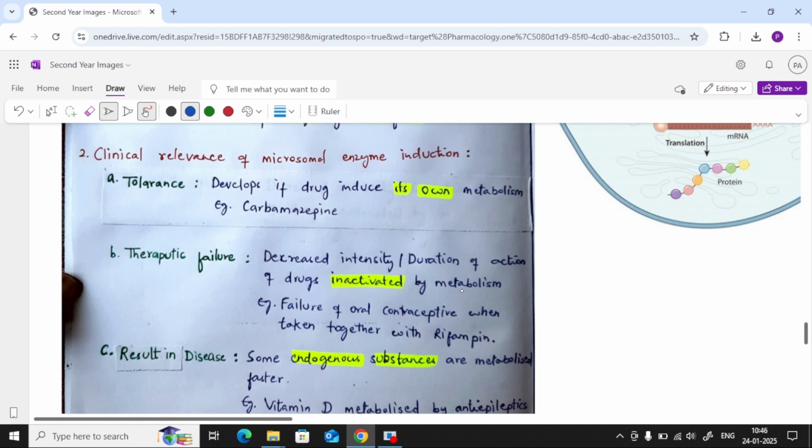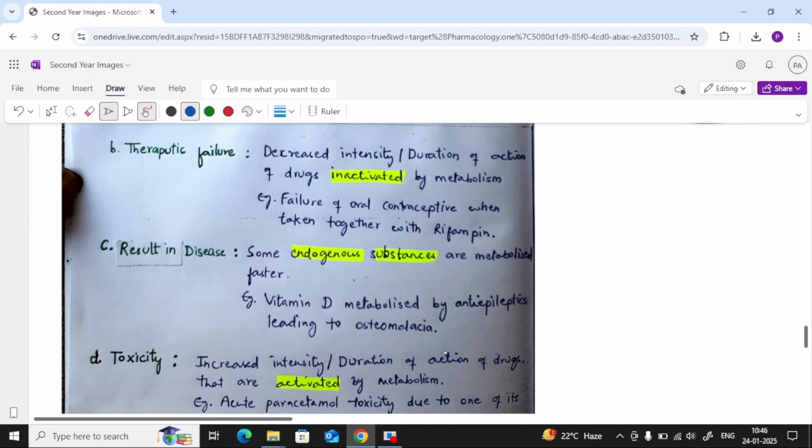Okay, if one drug is metabolizing another, increasing the metabolism of another drug, there is, for example, failure of oral contraceptives when these oral contraceptives are metabolized faster when taken together with rifampin. Okay, understood? Now what happens?